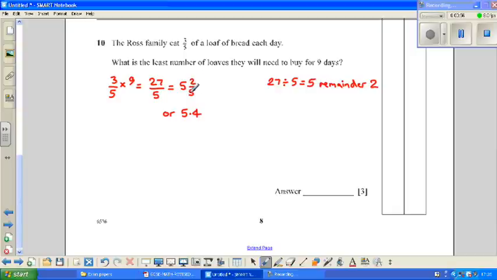Also on your calculator, when you get your 27 over 5, there's another key. It's the S to D key. It changes that fraction into a decimal. If you press that S to D key, you get the answer 5.4. So in effect, as a fraction, it's 5 2/5 loaves or 5.4 loaves, but of course you can't buy 2/5 of a loaf, so you've got to buy the next whole number of loaves, so the answer is 6.